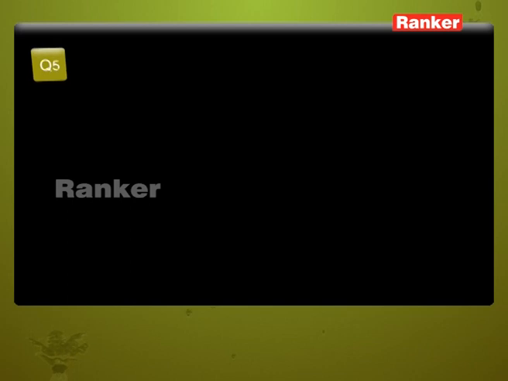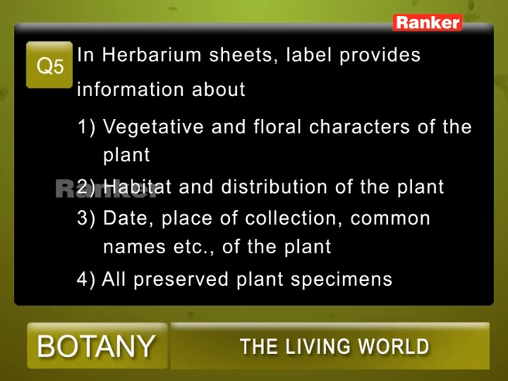So question number 5, in herbarium sheets, label provides information about. The given options are: first one, vegetative and floral characters of the plant; second one, habitat and distribution of the plant; third one, date, place of collection, common names etc. of the plant; fourth one, all preserved plant species.